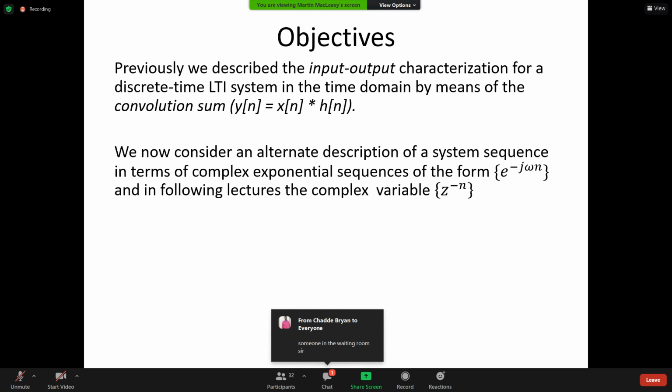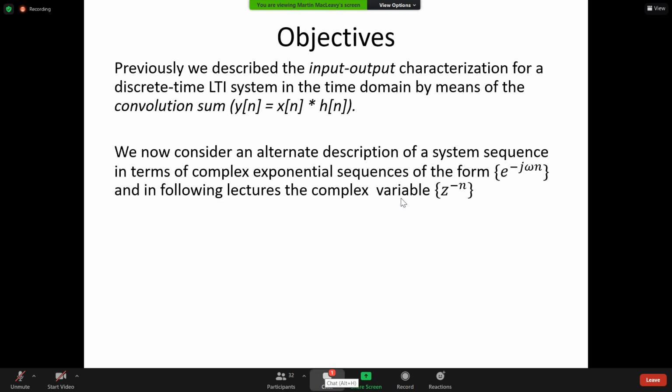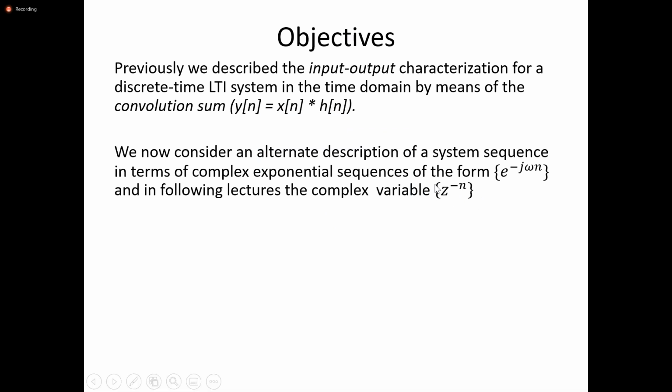So now we are considering an alternative description of a system sequence. And this will be in terms of complex exponential sequences of the form e to the minus j omega n, right? And in following lectures, we will look at the complex variable z to the minus n. So this is the z transform, as I am sure you're already introduced to.